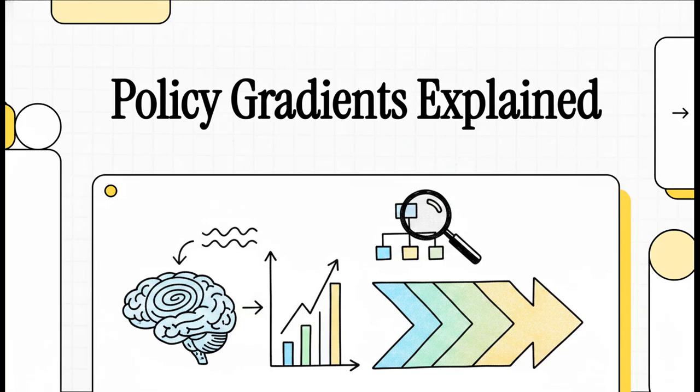Welcome to The Explainer. Today, we're going to pull back the curtain on policy gradients. These are the really powerful algorithms that basically teach AI models how to teach themselves to get better.